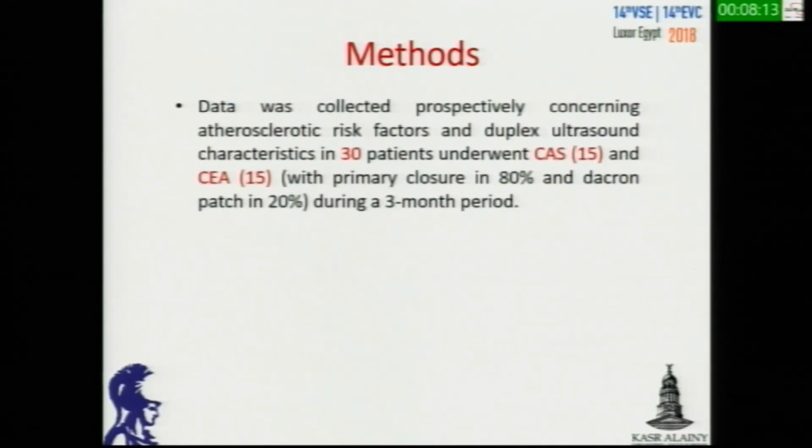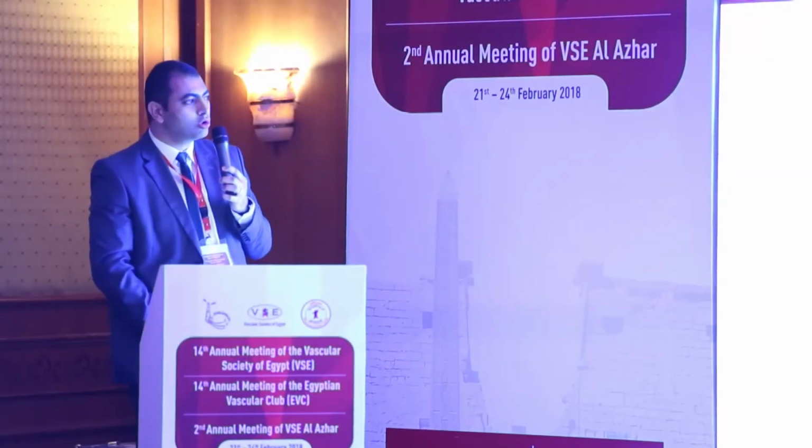We prospectively collected 30 patients, not randomly, with 15 patients of CAS. We used the Abbott EmboShield, a distal protective device, and the Abbott Exact Stent. We have no potential conflict of interest, but we wanted to unify the study. All CAS were done through femoral access. For the 15 patients in the CEA group, we used primary closure with the microvascular technique in 80% of cases, who are the male cases, and a Dacron patch in the rest of the cases, which are the female patients. We used general anesthesia, and a cerebral oximeter as neuromonitoring.